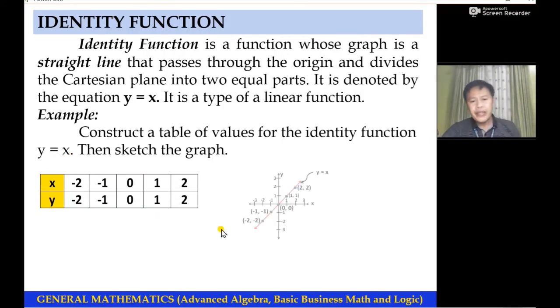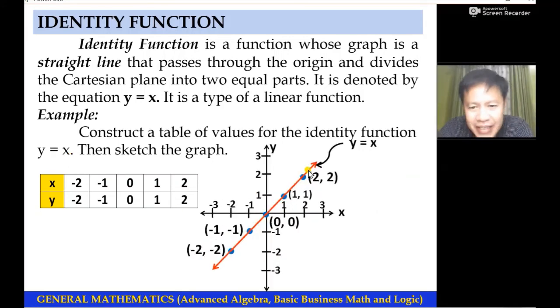Now, this is the graph. This divides the Cartesian plane into two congruent parts. And it passes through the origin. Actually, these 2 points are just all symmetric with each other. And this also 2 points. And the point of symmetry is the origin.